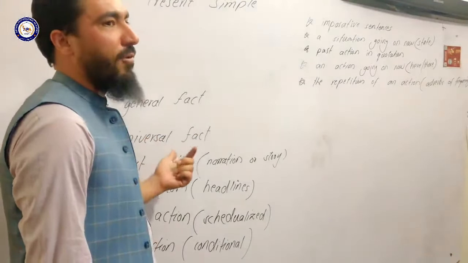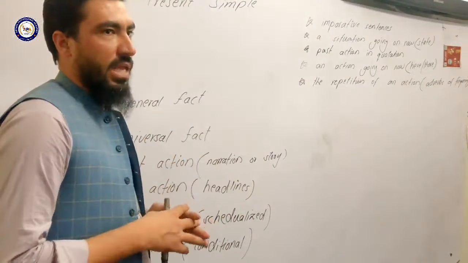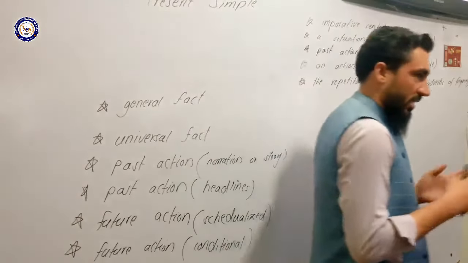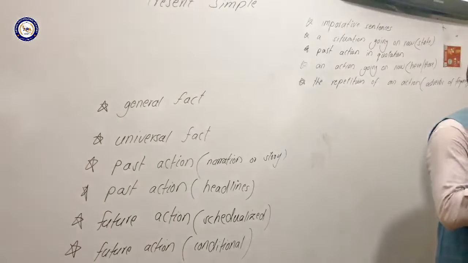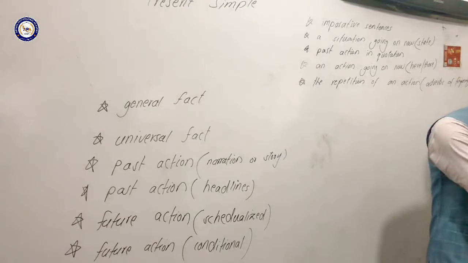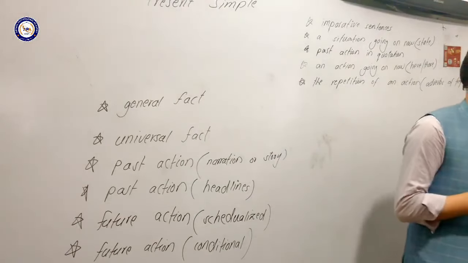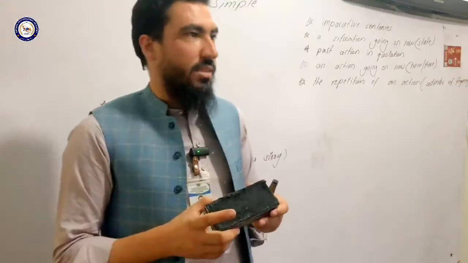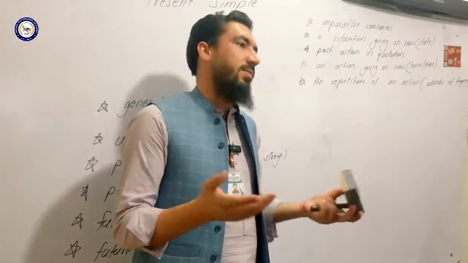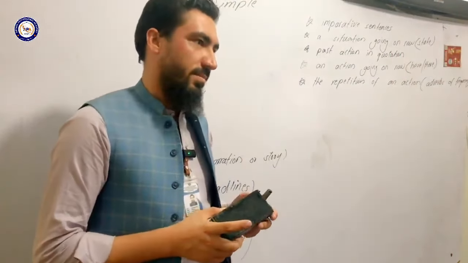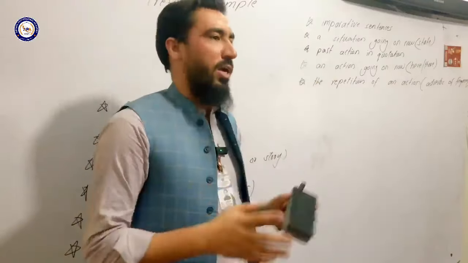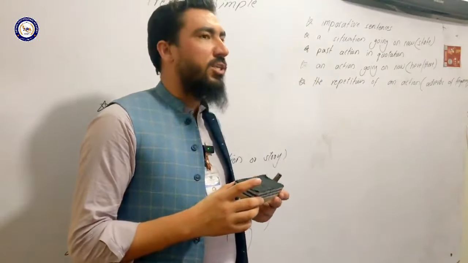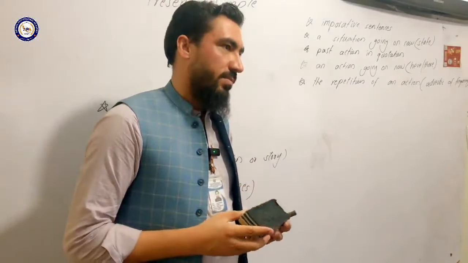Universal fact is a fact that can never change. Like Allah is one and milk is white. It doesn't change its color. When it changes the color, that is something else then. So I think when we change the color of milk, then it is not called milk. It is something else then. Milk is always white. If you change it, it becomes something else.